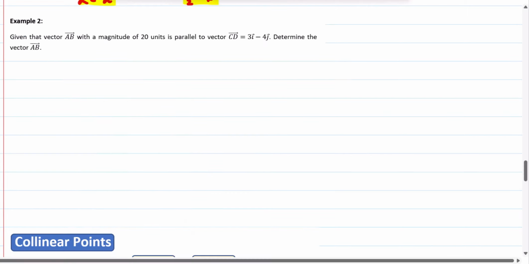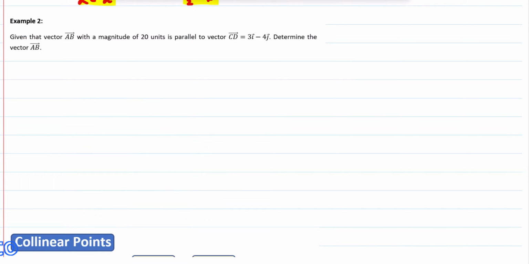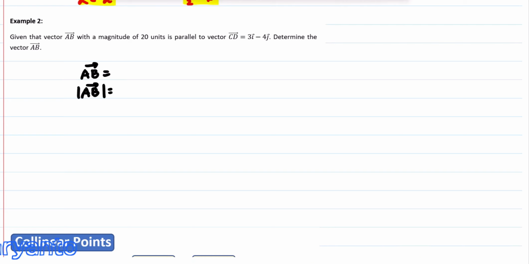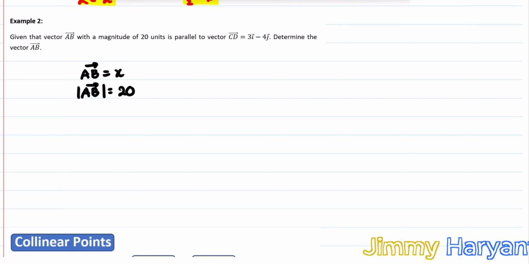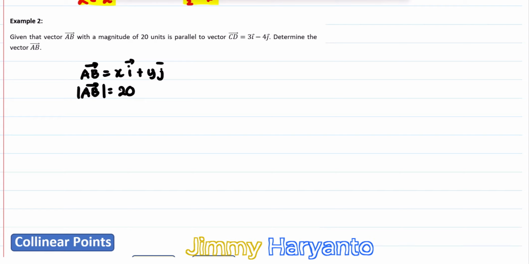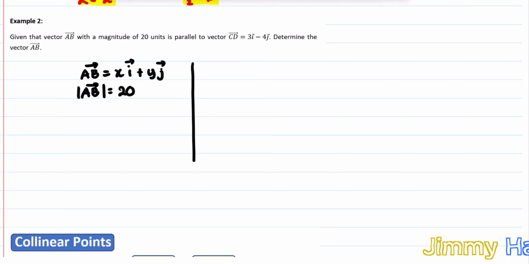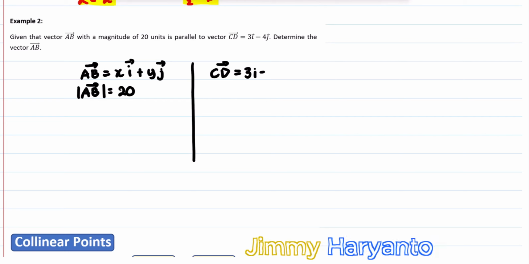Next, example question 2, I will give you the variation of the question. So I have this factor AB, but I don't know the component yet. But I do know the magnitude. The magnitude is 20 units. Let's say the component of AB is xi plus yj, because in this question we are talking about i and j factors. So we have another one. The other one is CD equals 3i minus 4j.